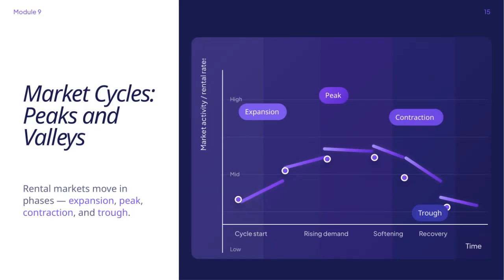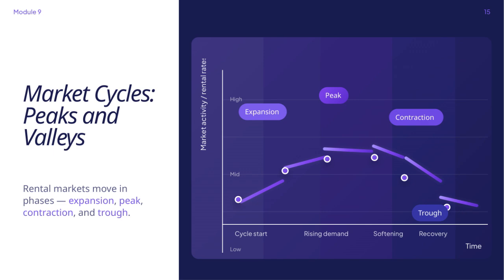Let's take a closer look at market cycles, focusing on how rental markets tend to move through distinct phases. These phases include expansion, peak, contraction, and trough. Essentially, rental markets don't stay static. They fluctuate over time in response to various factors. During the expansion phase, demand for rentals rises steadily, which usually drives rental rates higher as availability tightens. This phase continues until the market reaches its peak, the point where rental rates are at their highest and market activity is at its strongest.